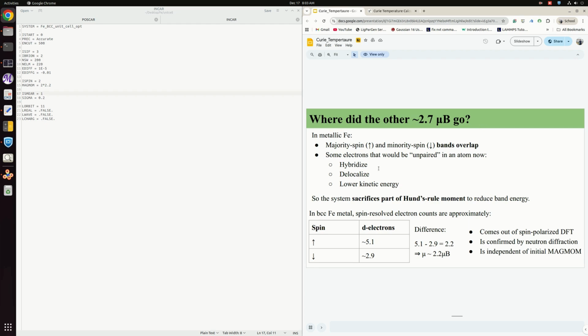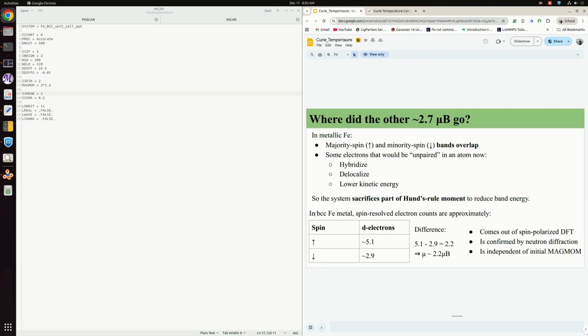So that we will see here. In metallic Fe, what happens? The majority spin up and minority spin down bands overlap. Some electrons that would be unpaired in an atom can now be hybridized and delocalized, and this also shows a lower kinetic energy. Such a system sacrifices a part of the Hund's rule moment to reduce the band energy. So this is where this 2.7 μB goes.